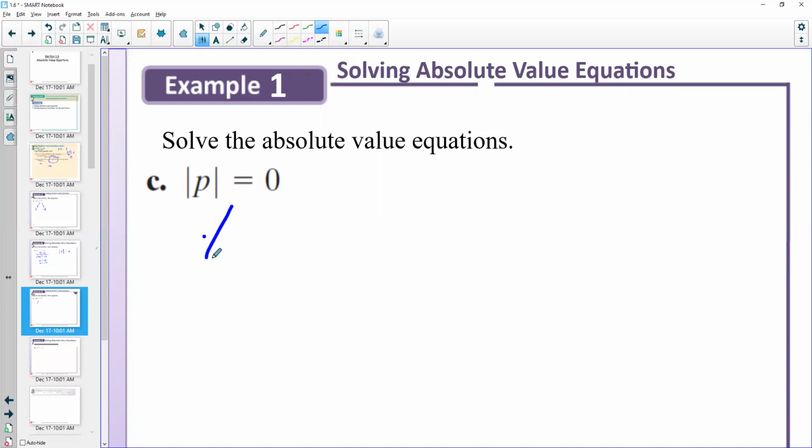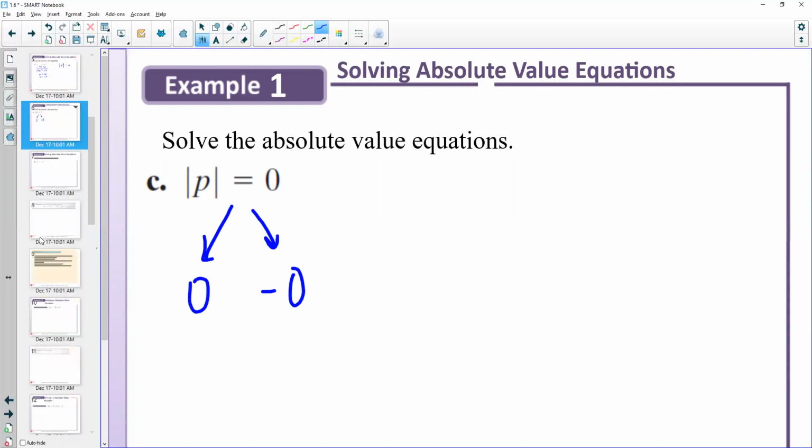The next slide is the absolute value of p equals 0. Technically, I can make this two cases. I could make it 0 and -0. But to be honest, I don't really need that -0, because if I give you nothing or I give you negative nothing, no matter what I did, I still gave you nothing. So we just have to consider the one case here.